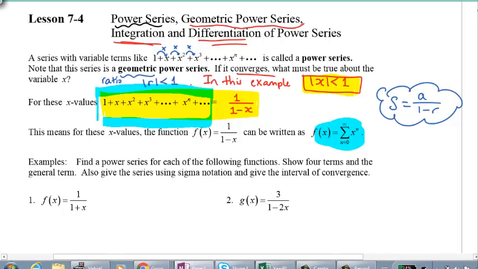So the things that I've highlighted here all go hand in hand. So this power series equaling this function, 1 over 1 minus x, which also can be written as a sum of n equals 0 to infinity of x to the power n. And it's also true when the absolute value of x is less than 1. All, I guess, 4 of these things go hand in hand. And I'd like you to memorize this, because this is going to be the foundation and basis of what we're going to do today.